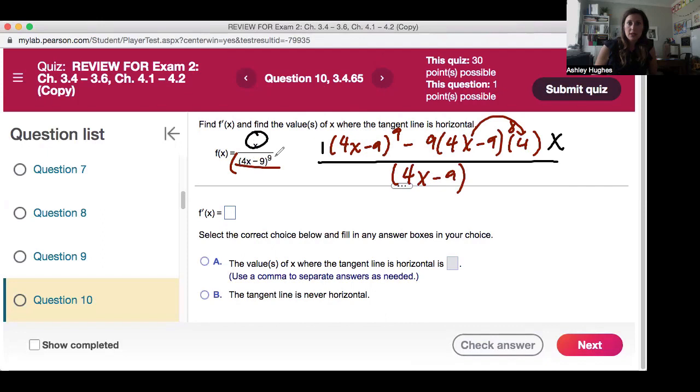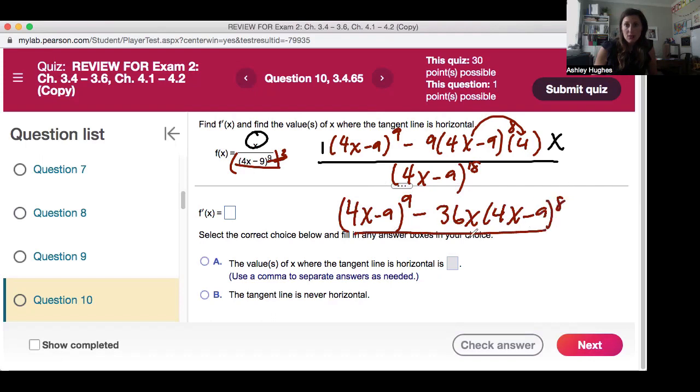If I squared the 9th, your power to the power, you multiply. So you have like 9 of them and another 9 of them. So 9 and 9 gives you 18. And so trying to clean this up, 4x minus 9 to the 9th minus 9 times 4 is 36x, 4x minus 9 to the 8 over 4x minus 9 to the 18. You could factor this out and simplify it. You could write that there.